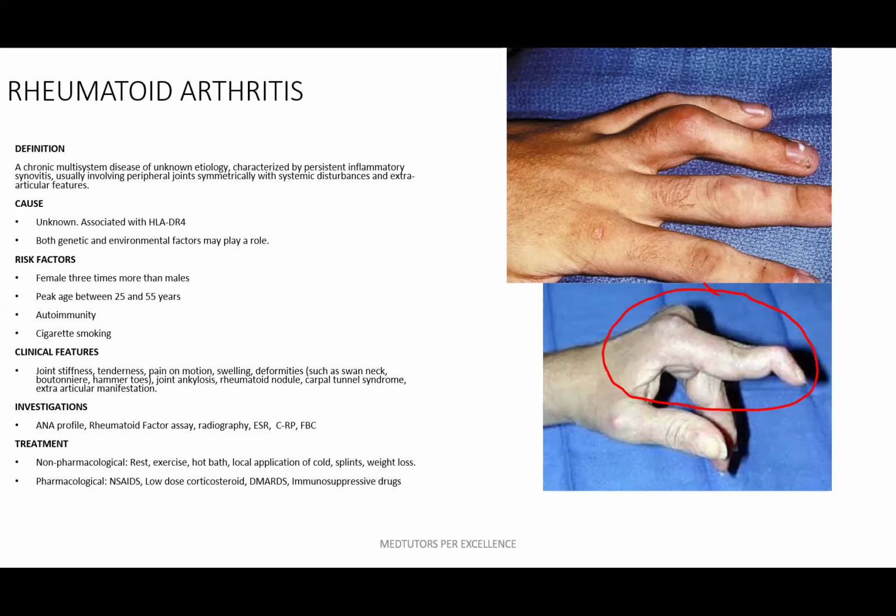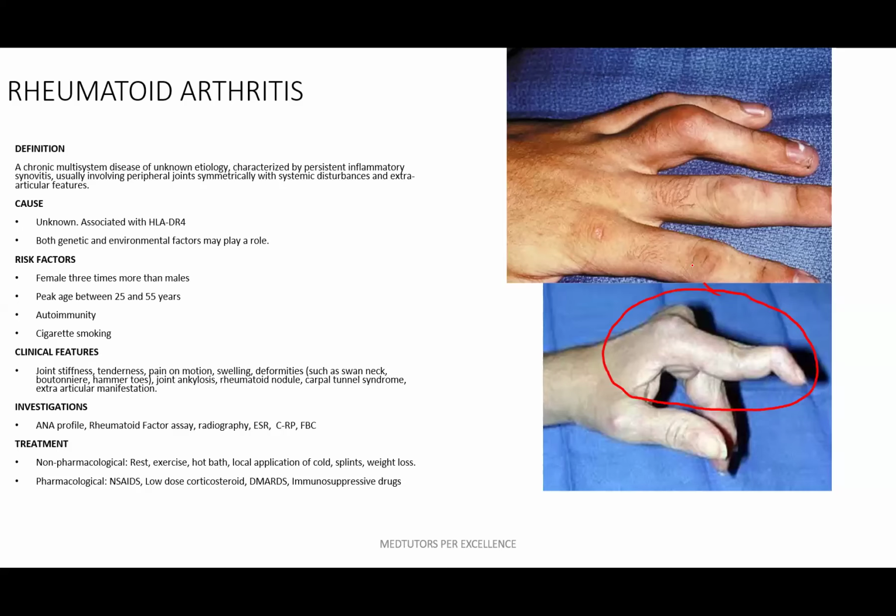Now, this extra-articular manifestation, I said it could affect any of the systems. It could affect the heart, presenting with cardiomyopathies. It could affect the lungs. All the systems could be affected. That's why they have some form of extra-articular manifestation.